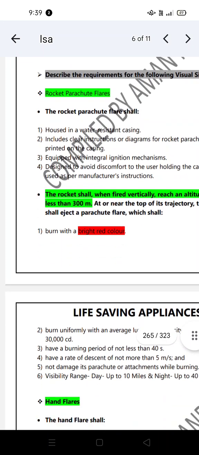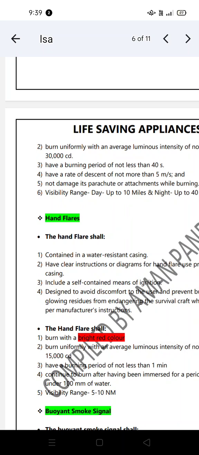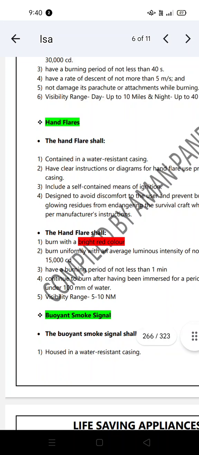Rocket parachute flares are 30,000 candela and reach an altitude of 300 meters. Eject rocket parachutes, and they have a 40 seconds duration and a range of 40 miles at night time and 10 miles in the daytime. And normal hand flares have a candela of 15,000 for 1 minute and give a range of 3 to 5 nautical miles. Smoke signal is 5 to 10 nautical miles.